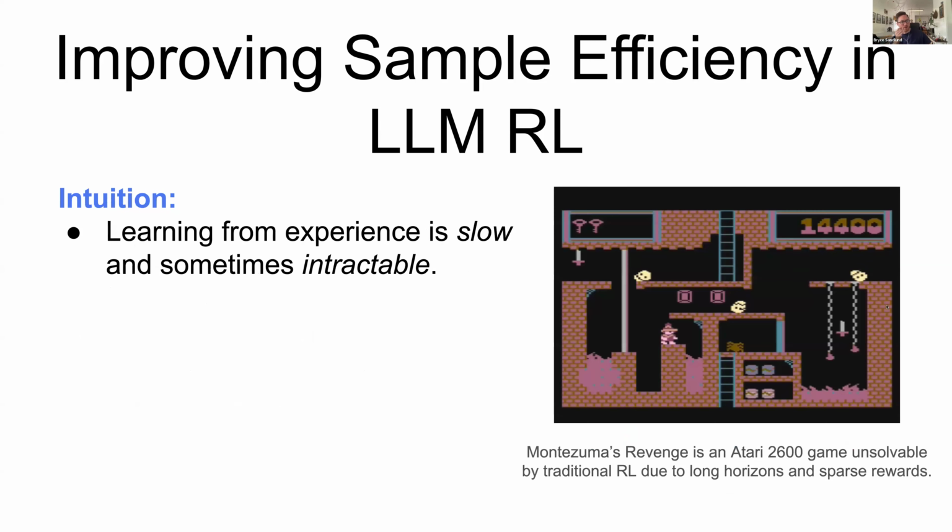The intuition I'm going for here is that in general, learning from experience is very slow, and sometimes it's completely intractable. Another example is Montezuma's Revenge, a classic Atari game. The rewards are so sparse in this game that random exploration in reinforcement learning cannot make any progress. So you need new or different techniques. This is an example of where this approach would also be perhaps applicable.